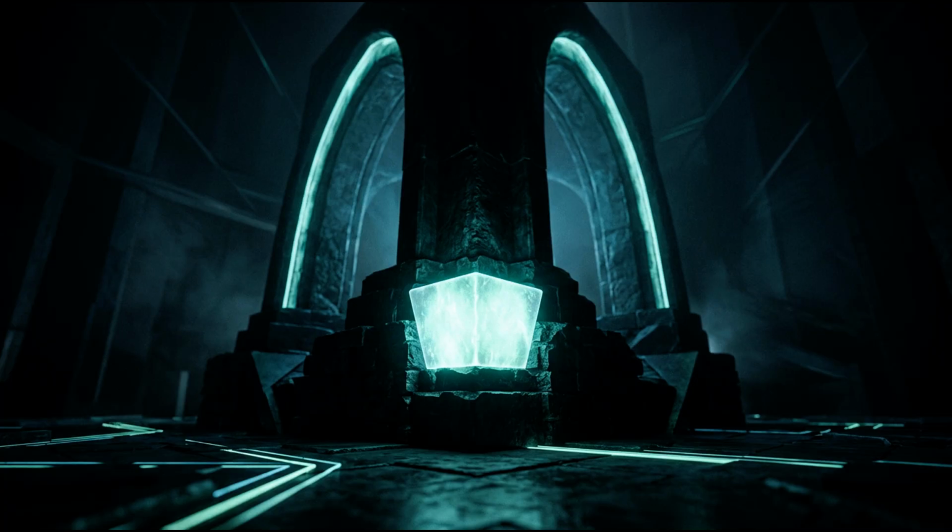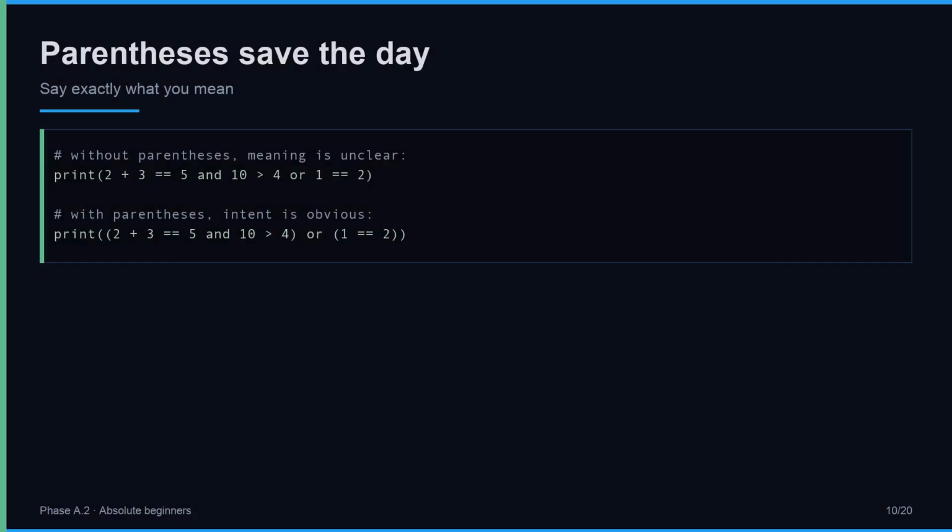The foundation is done. Whenever an expression mixes and and or, the meaning can get fuzzy without parentheses. 2 plus 3 equals 5 and 10 greater than 4 or 1 equals 2 is technically defined, but hard to read. Wrap the parts that belong together. Parentheses around the first two checks, then or, then the last check in its own group, tell every reader exactly how you group the rule. The result is identical, but the intent is now obvious. Parentheses are a gift to your future self. Say exactly what you mean.